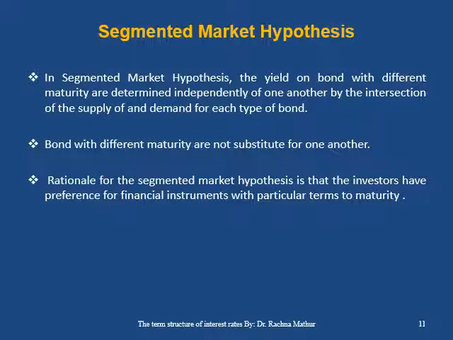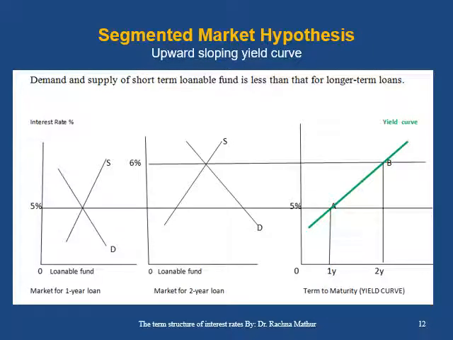The second theory for the term structure of interest rates is the segmented market hypothesis. The segmented market hypothesis assumes that the yields on bonds with different maturities are determined independently of one another by the intersection of the supply of and demand for each type of bond. It assumes that bonds with different maturities are not substitutes for one another. The rationale for the segmented market hypothesis is that investors have a preference for financial instruments with a particular term to maturity. Let us see the shape of the yield curve in the segmented market hypothesis.